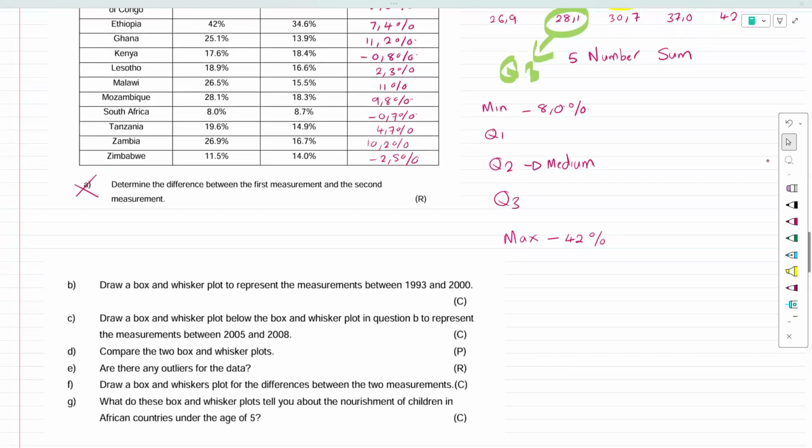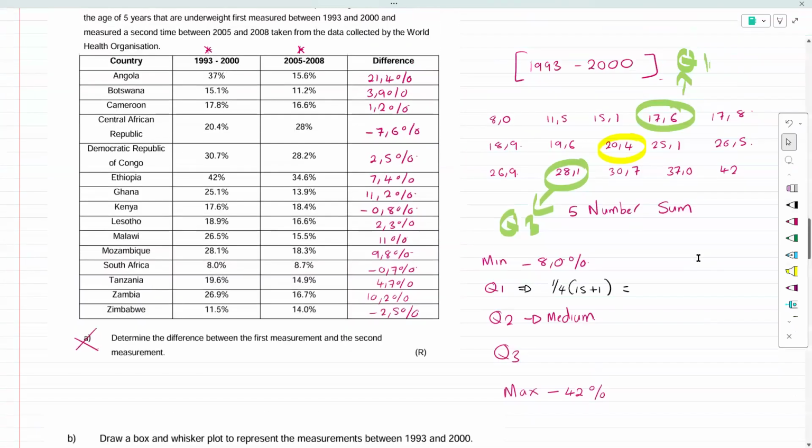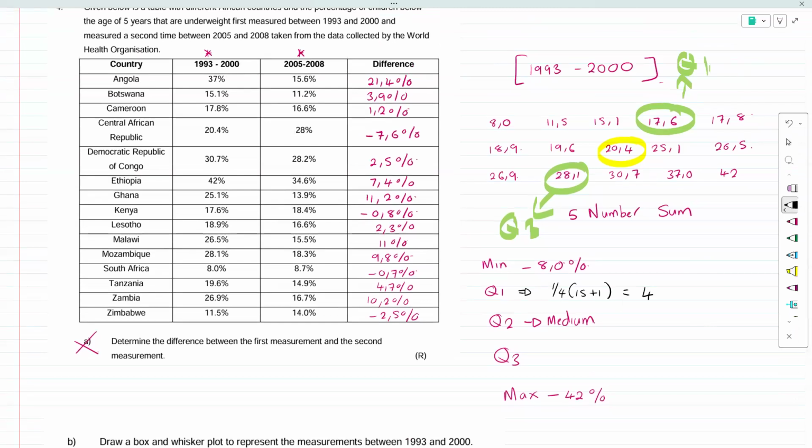What's going to happen is quartile 1. I'm going to use my formula. Quartile 1 is 1 over 4 into 15 plus 1. And that should equal the fourth term, right? That 4. And this is position. It's not the answer. The answer is 17.6. The median, we can use 2 over 4 times n plus 1, which is 15 plus 1. That should be 8. Again, this is not the answer. This is position. So it's 20.4.